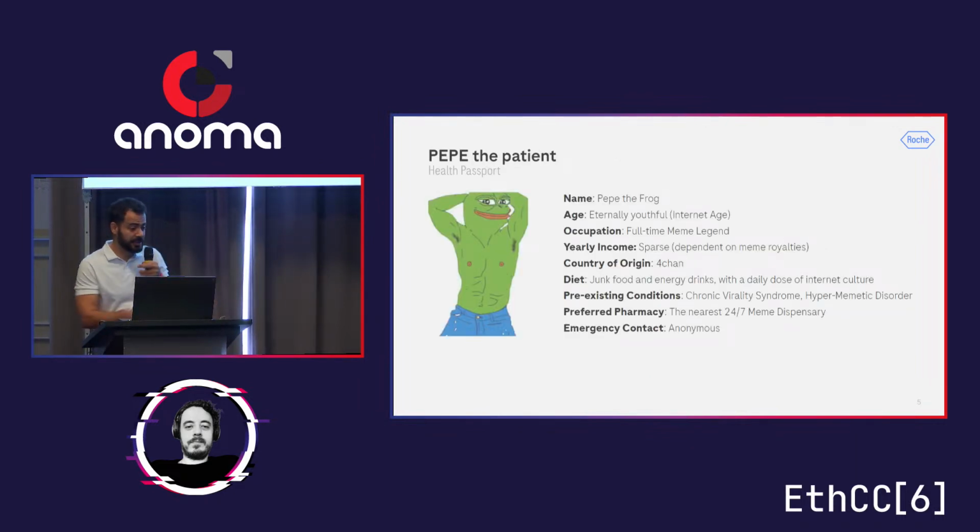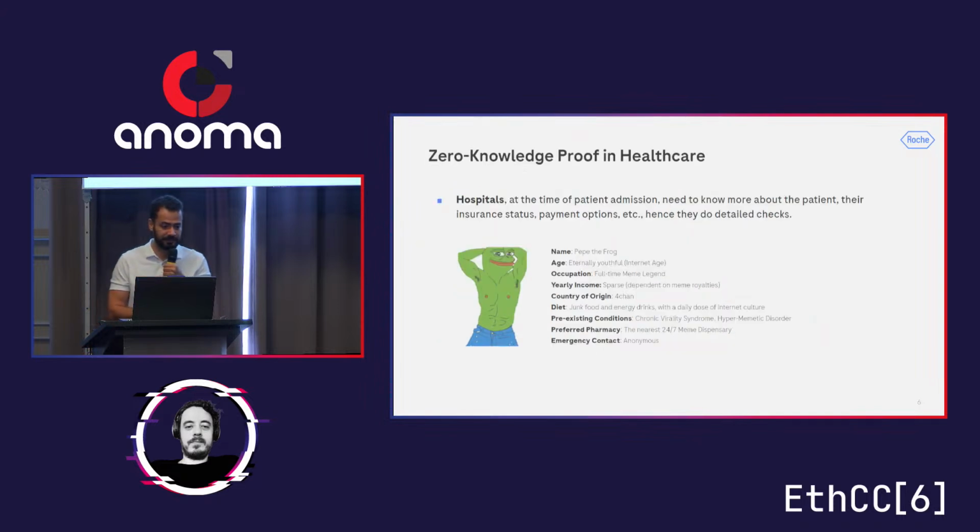So, please meet Pepe, the patient, Pepe the frog. His age, he's eternally youthful, occupation, full-time meme legend, and you can see all his data. Now imagine that this is his health passport, Pepe's health passport. And now we're gonna look at use cases when it comes to zero-knowledge proofs with this health passport.